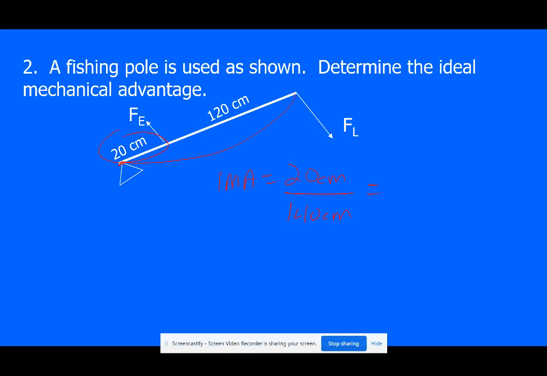And as you can probably already tell, it's going to give me a mechanical advantage less than 1. I got 0.14. Notice that there's no units on that because the centimeters will cancel each other out and I'm just left with 0.14. It's just a number. It's less than 1, so that means that it would be harder to move this load because we need more effort force because of those distances. But it would move faster and further.